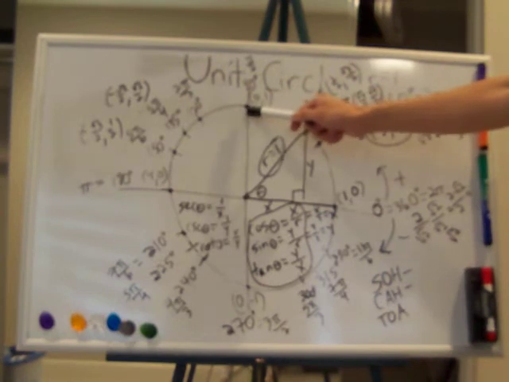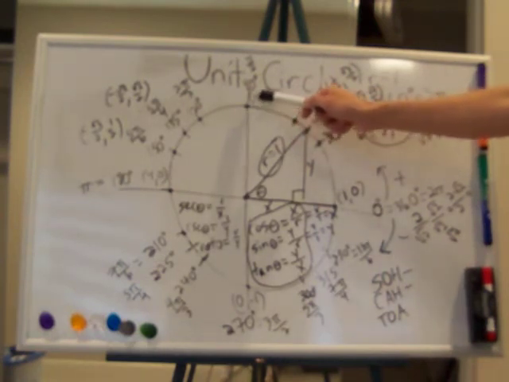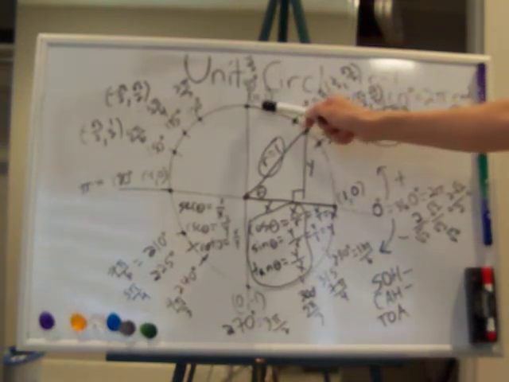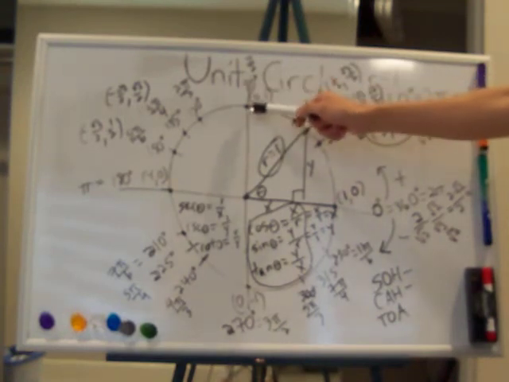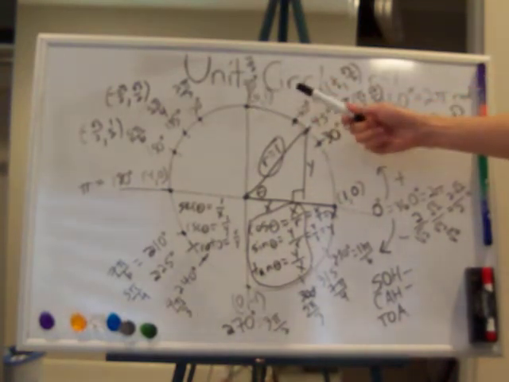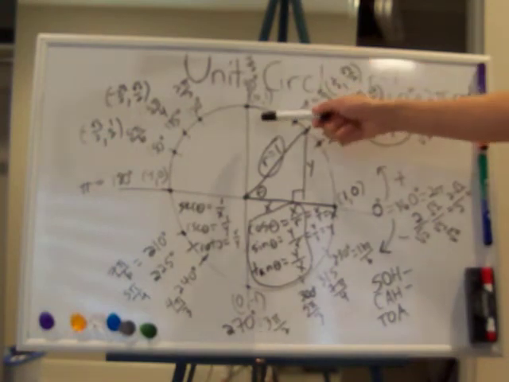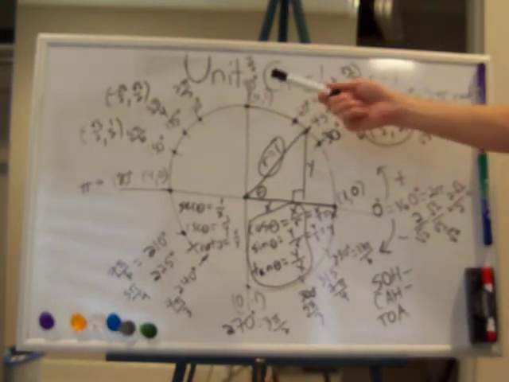Cotangent of pi over 2. That's going to be the x value 0 divided by the y value 1. 0 divided by 1 is going to be 0. So cotangent of pi over 2 is equal to 0, right? Or you can think, what's tangent of pi over 2? Tangent of pi over 2 is 1 over 0, which is undefined.